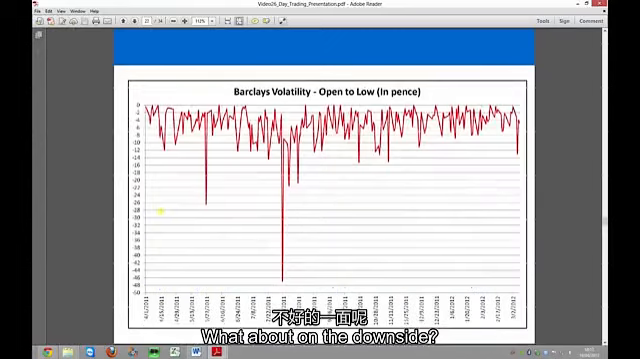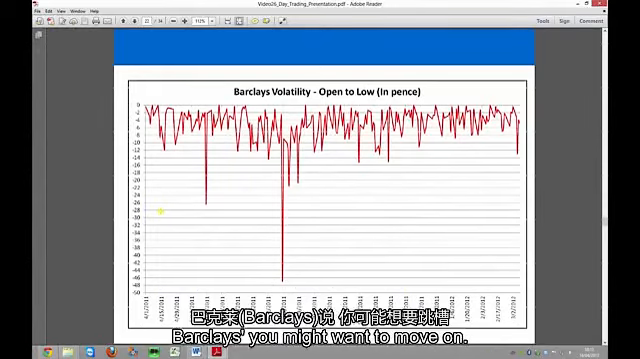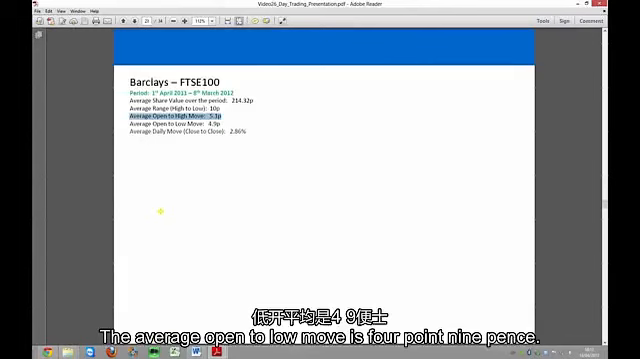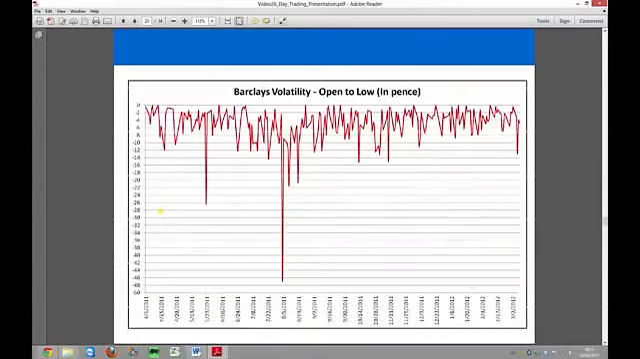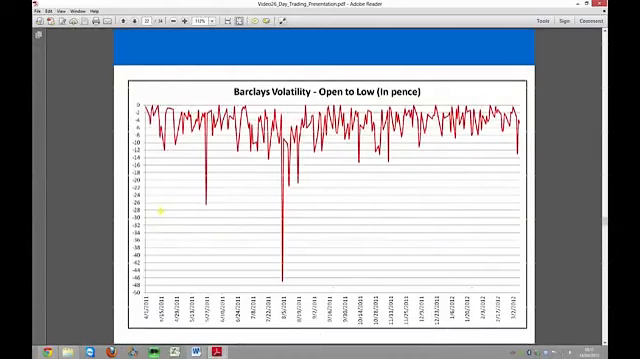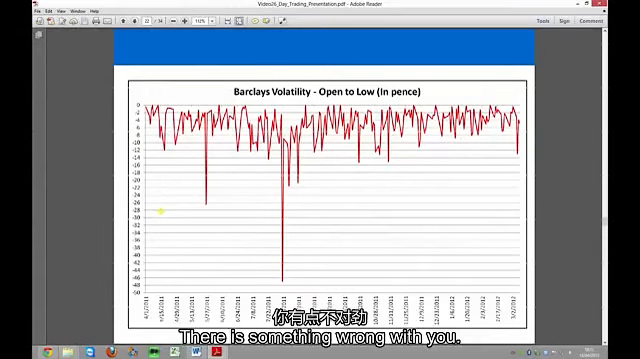What about on the downside? Well, it's pretty obvious there that on the downside there aren't many opportunities to day trade Barclays. You might want to move on. You might want to look at something else. The average open to low move is 4.9 pence. If there's materially negative news out in Barclays and you think you're going to go into the market and short it on the open and make 50p, there's something wrong with you.